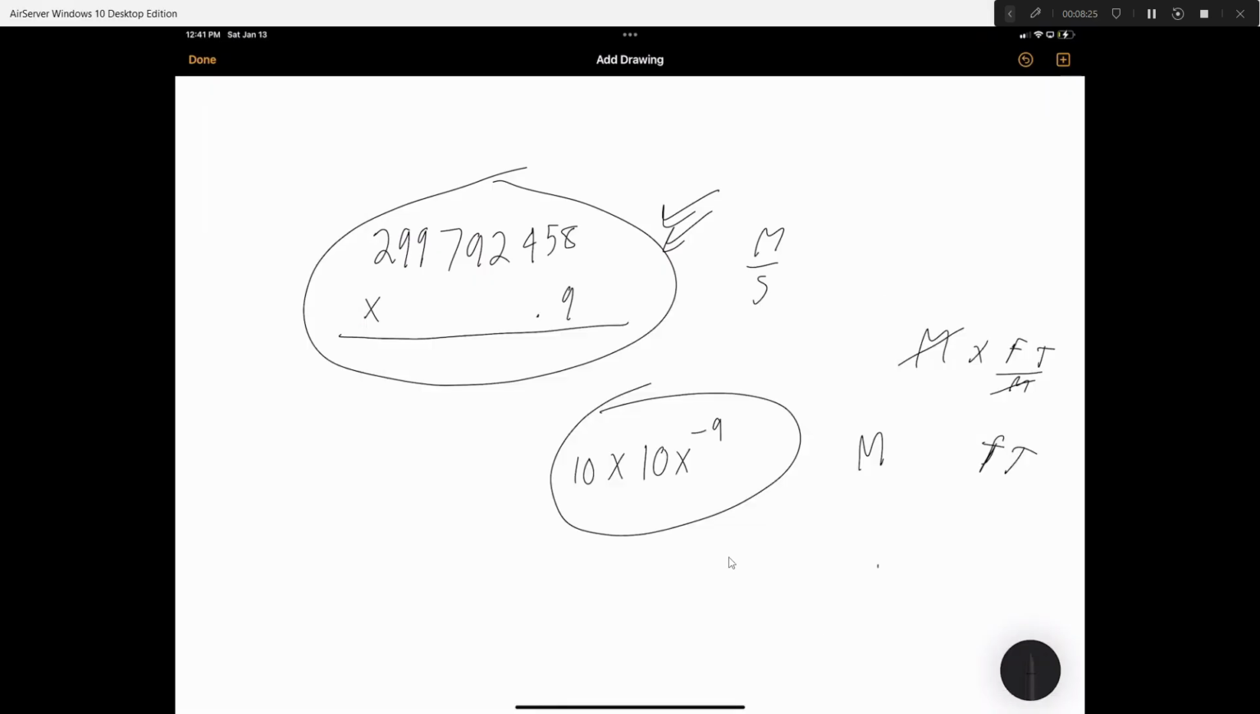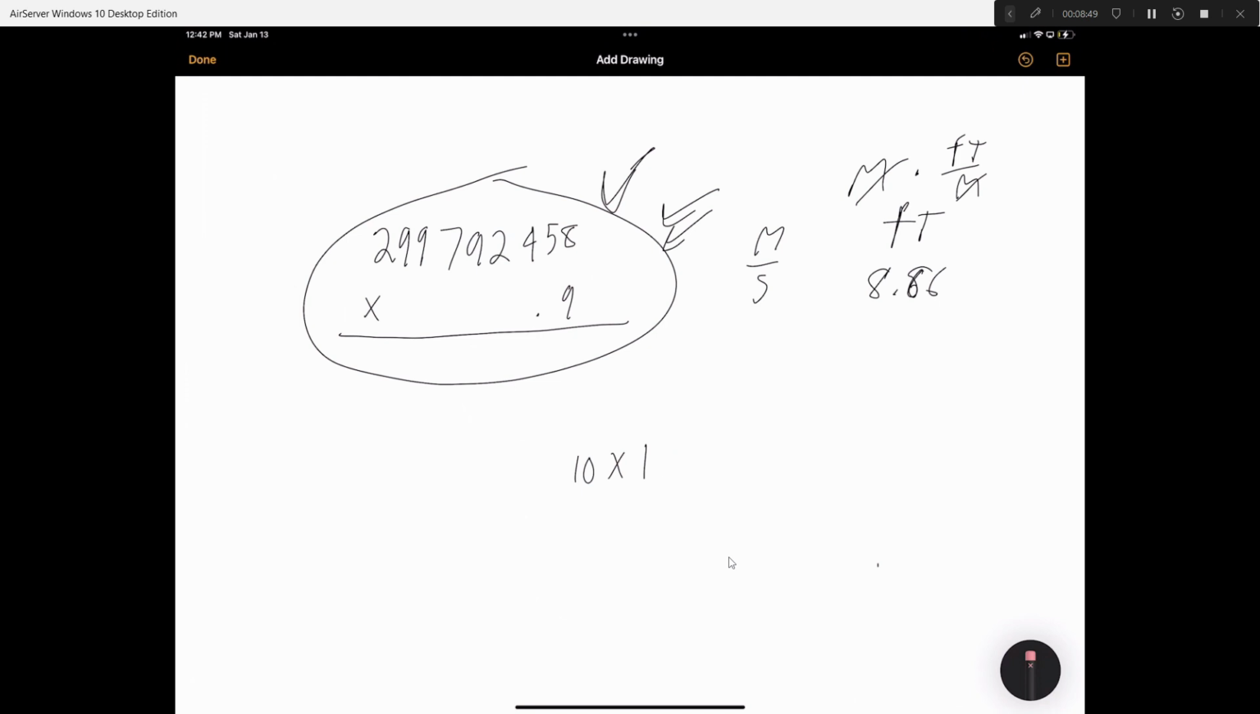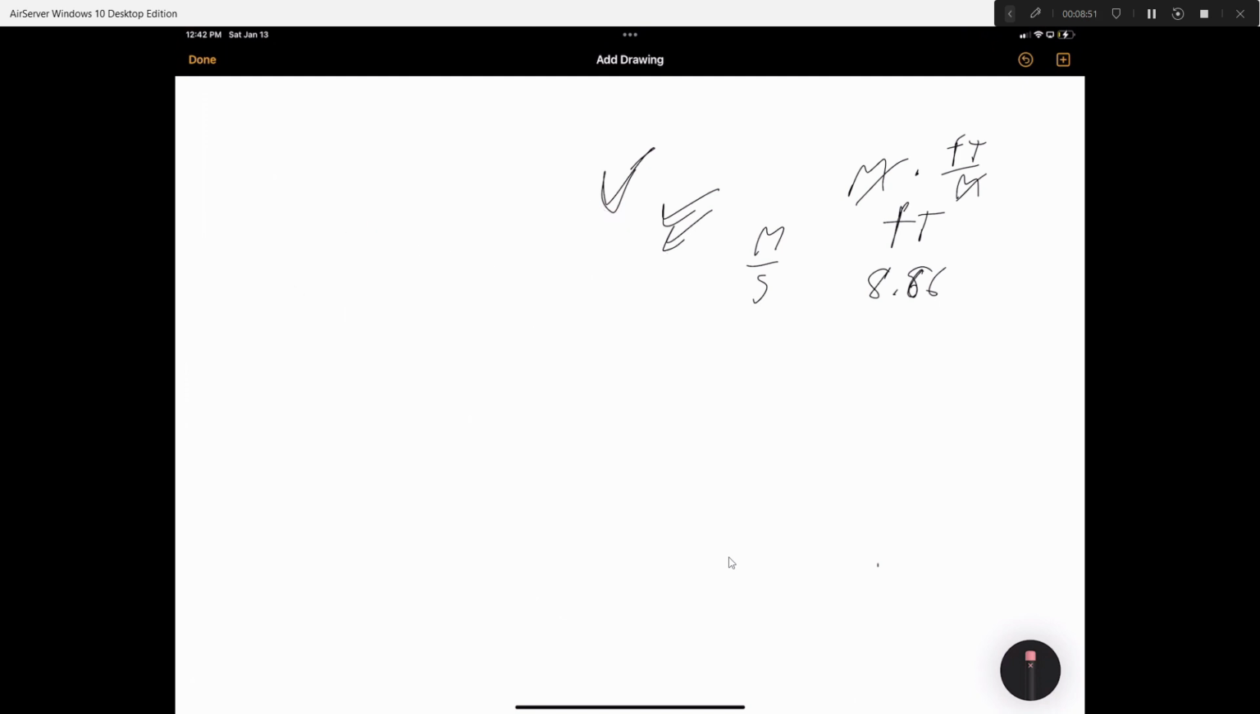Like I said, this is in meters per second. Down here, this is in seconds. When you multiply them, you get meters. Multiply that by feet per meter, you cancel and you're left with feet. And you should get 8.86 feet. It's traveled in 10 nanoseconds. That should be the answer. Well, it is the answer.